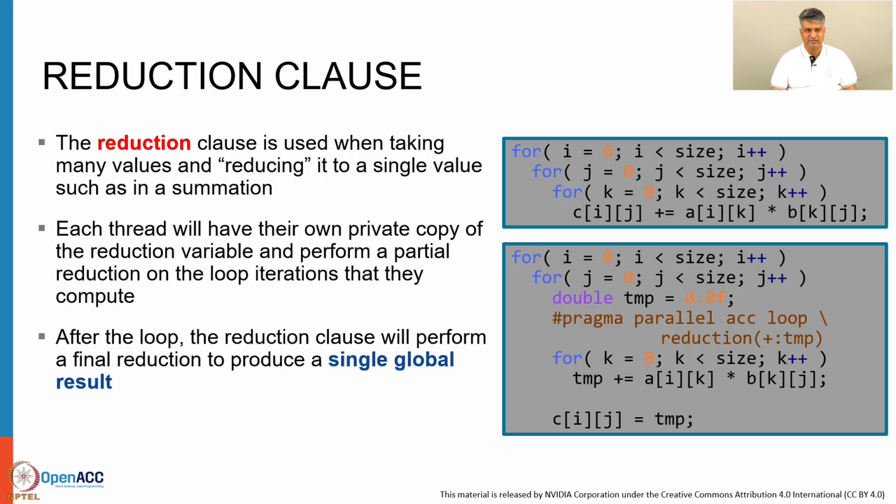So to avoid this, we need to use the reduction clause, which is very similar to the reduction clauses which we saw in OpenMP. So we take many values and we reduce them to a single value, such as the summation. It depends on the operator that you want to reduce. Each thread will have its own private copy of the reduction variable, will perform a partial reduction on the loop iterations that it computes, and then after the loop, the reduction clause will perform a single final reduction to produce a single global result. Think about the bag of integers example all over again.